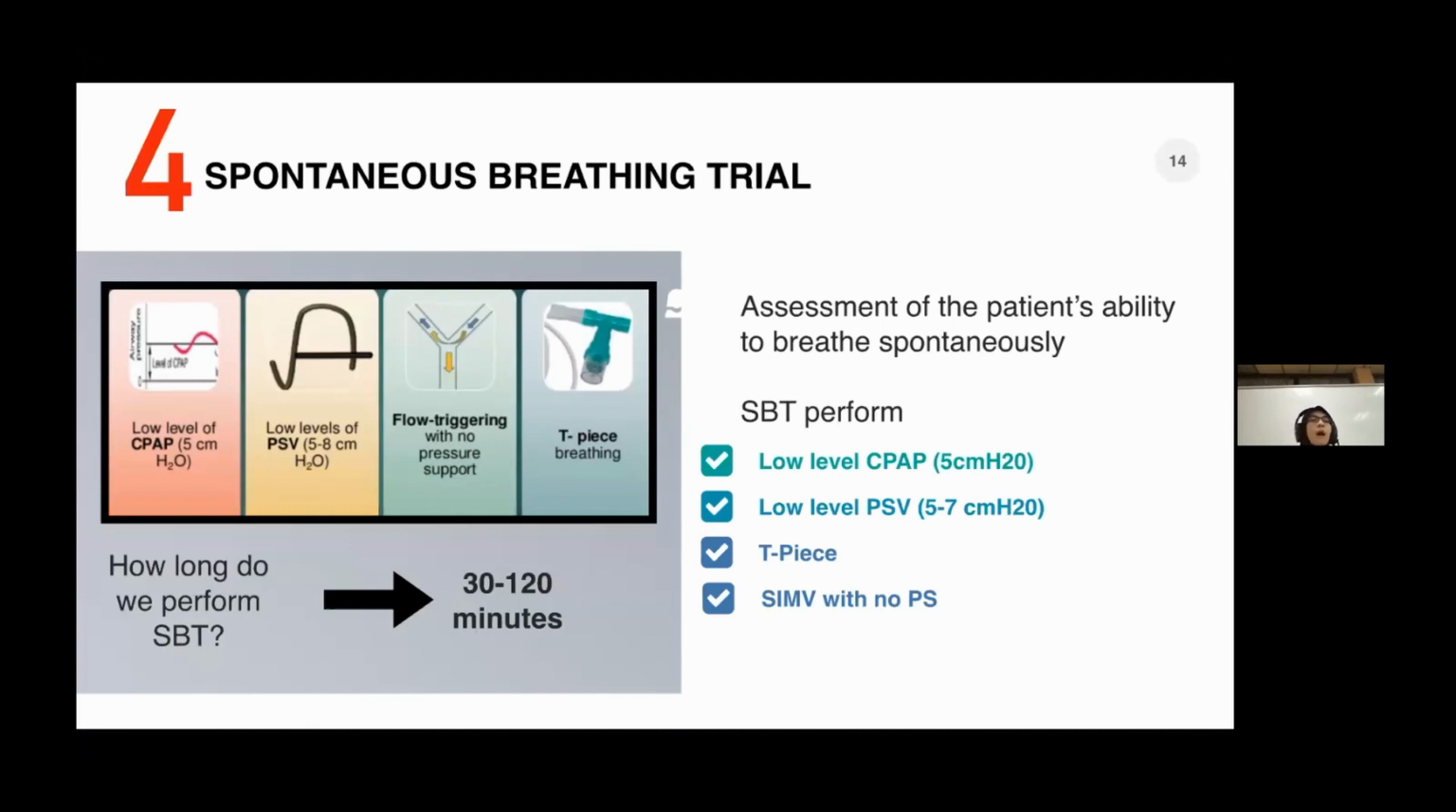So how long do we perform the spontaneous breathing trial? It can take as short as 30 minutes. It can go as long as 120 minutes. If the patient has a prolonged spontaneous breathing trial and cannot be weaned from the ventilator, then you know this patient has failed the spontaneous breathing trial. So after 120 minutes, if the parameters are worsening, then you know this patient is not supposed to go to the next stage, or stage 5, right?